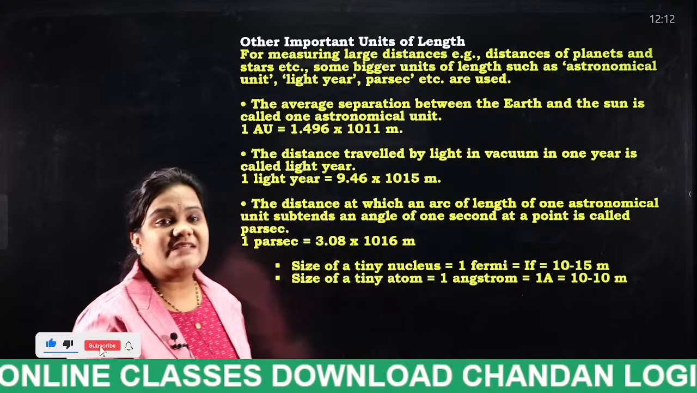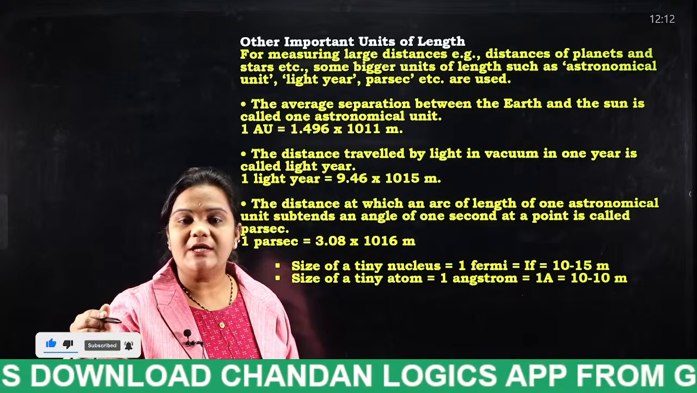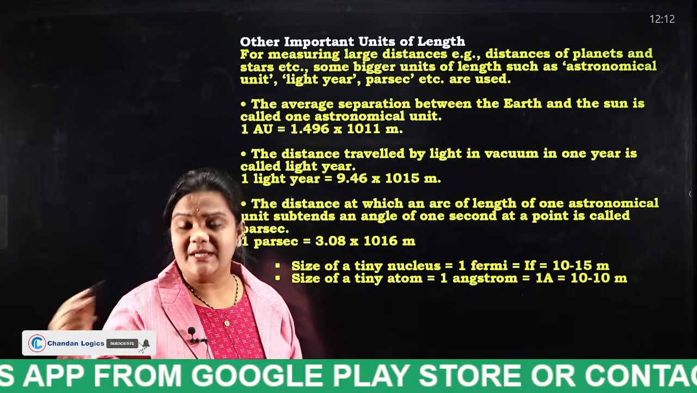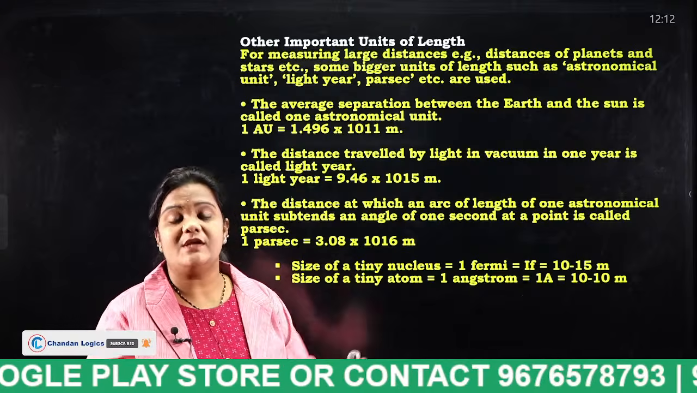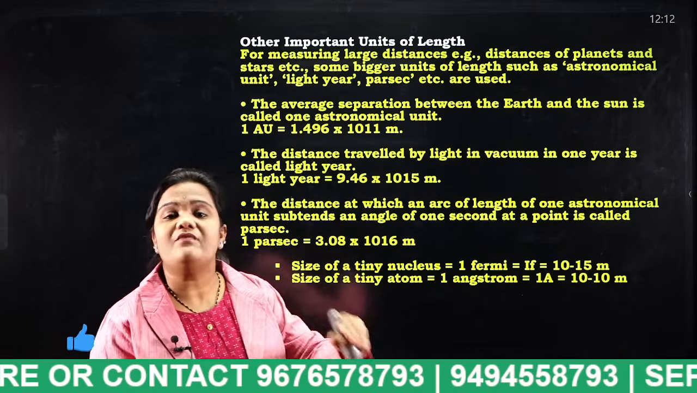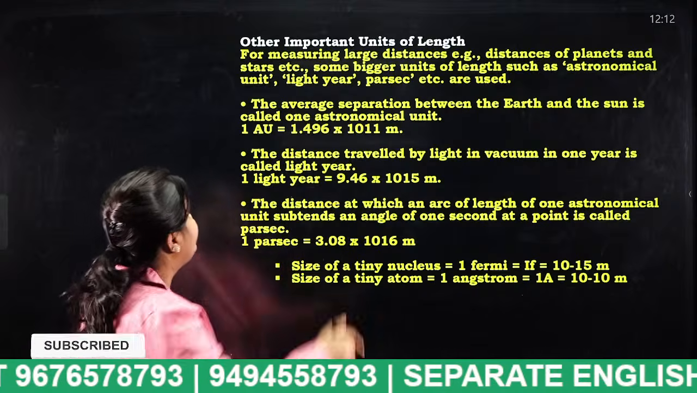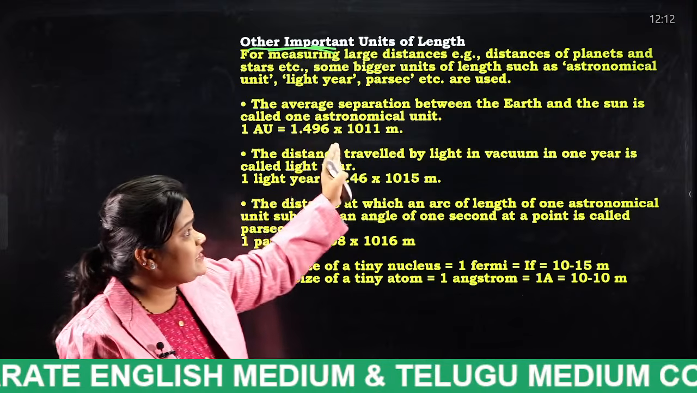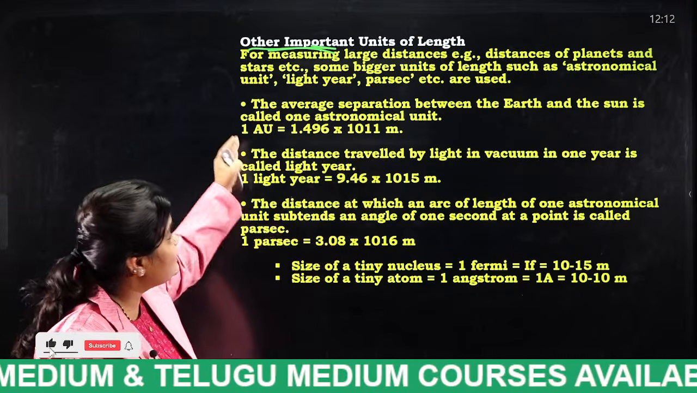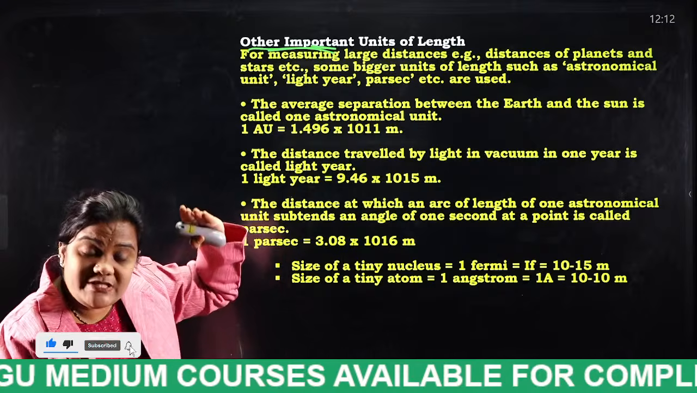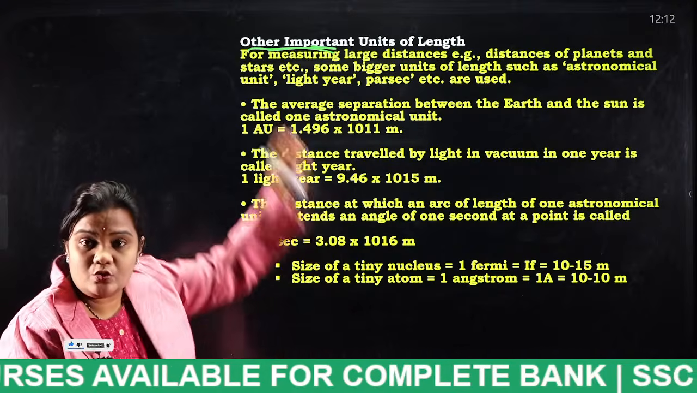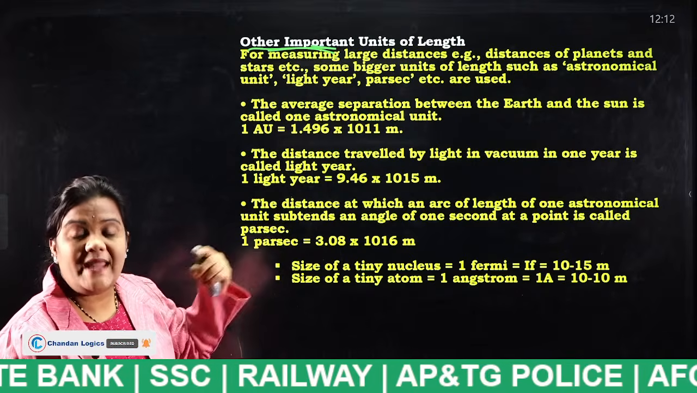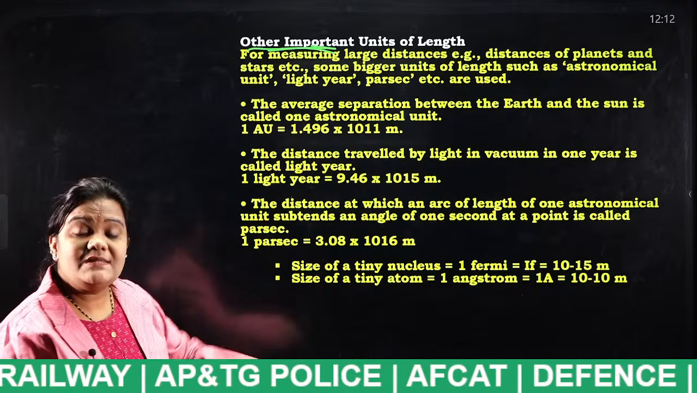For a smaller distance, we can use the unit meter. If the distance is more, can we use the unit meter? No. So what are the units in those cases? Other important units of length, for measuring large distances, for example the distance of planets and stars. If you want to measure the distance from our earth to the sun, we cannot measure it using meters. So there are some other units.